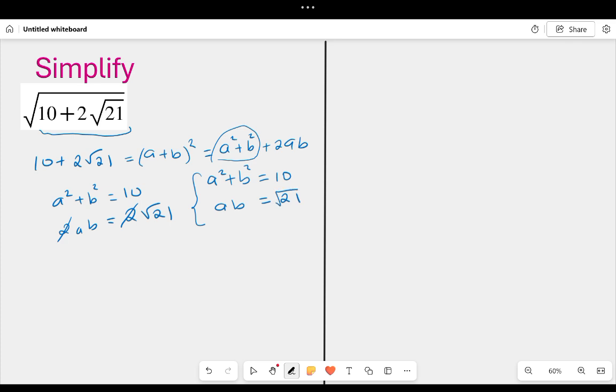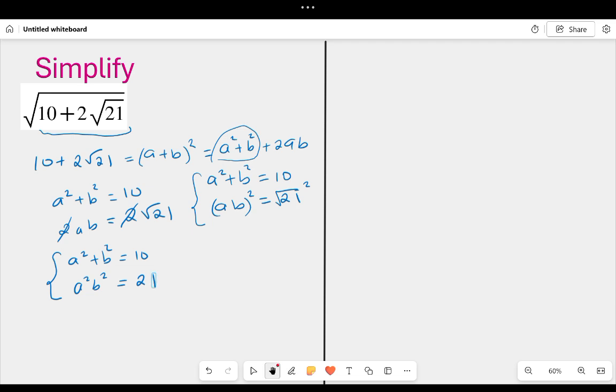To get rid of this square root, we are going to square both sides, and therefore the new system of equations develops to a squared plus b squared is equal to 10, and (ab) squared, which is the same as a squared b squared, is equal to 21.